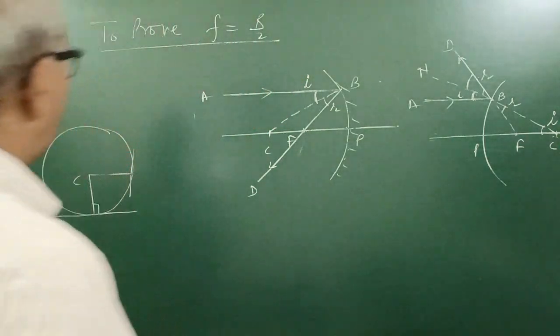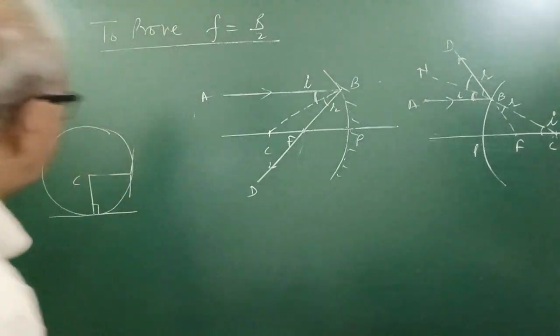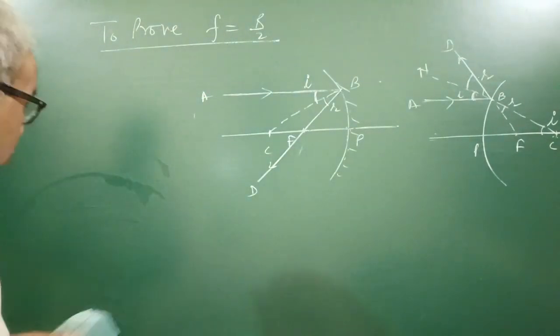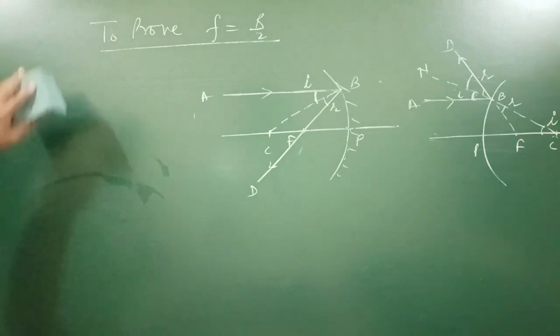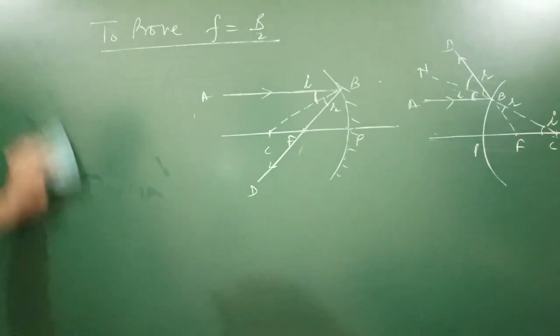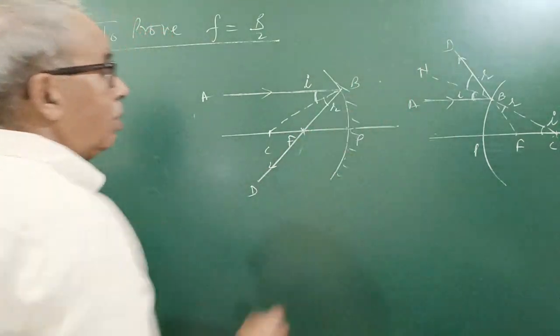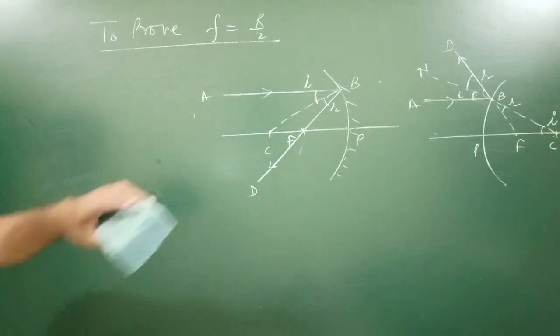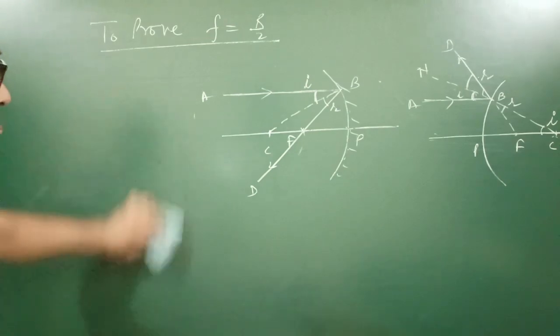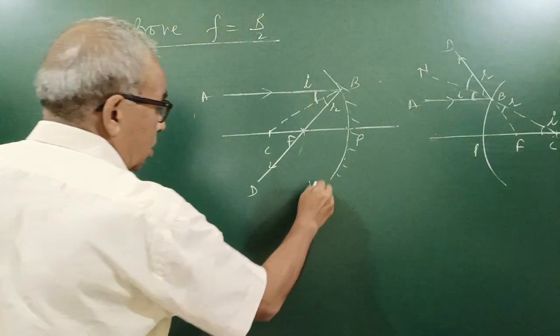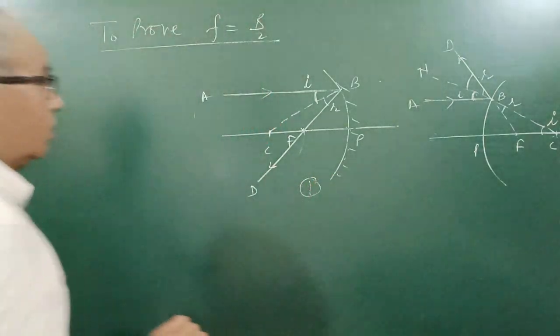Now, how to prove F is equal to R by 2? So you can draw the figure. We take ray AB parallel to the principal axis. After reflection, this ray, in case of a concave mirror, passes through the focus, and in case of a convex mirror appears to diverge. In the figure, angle I is equal to R. We will talk about figure 2 later.